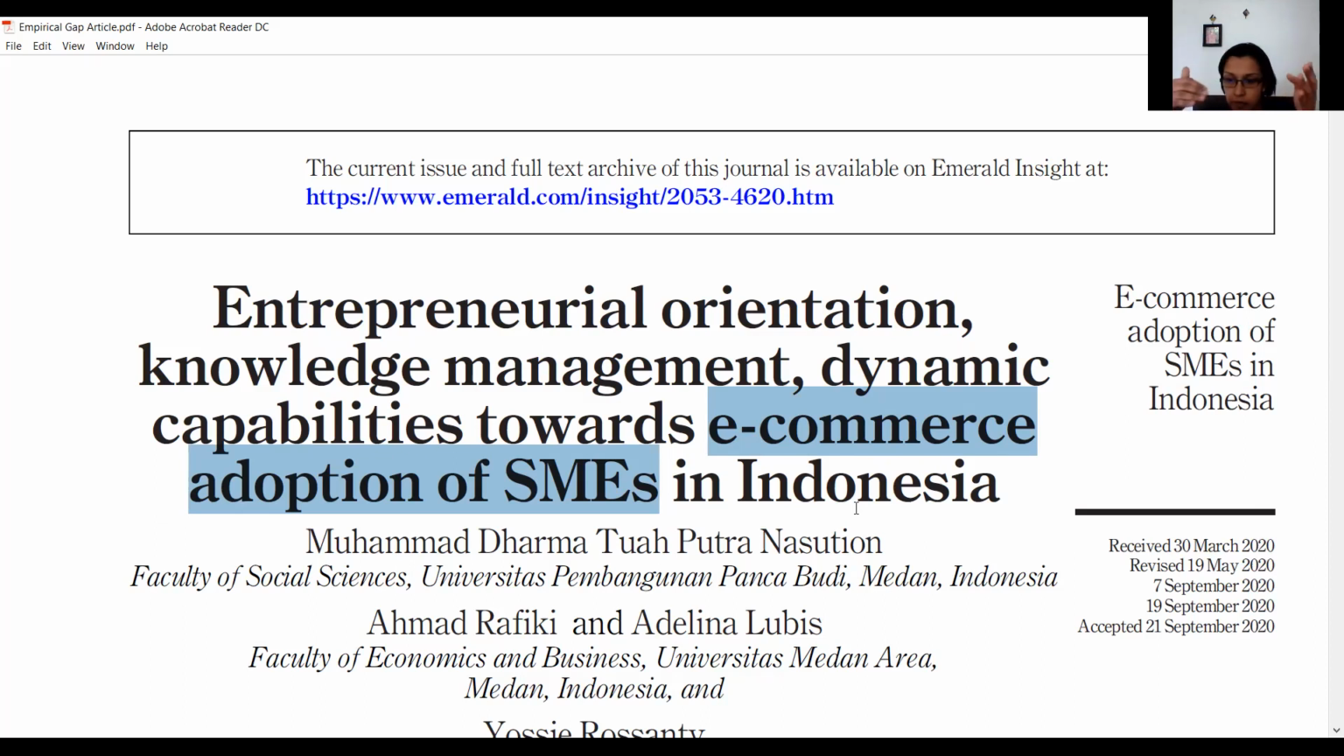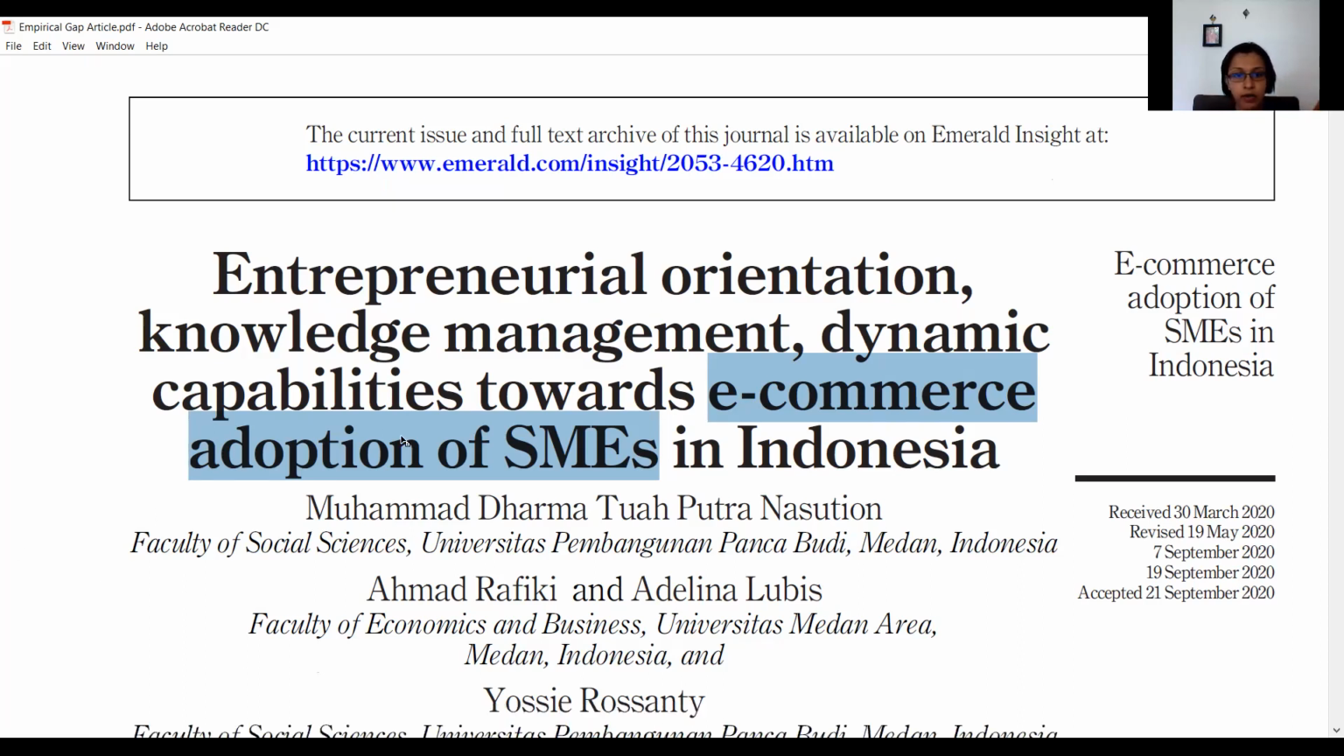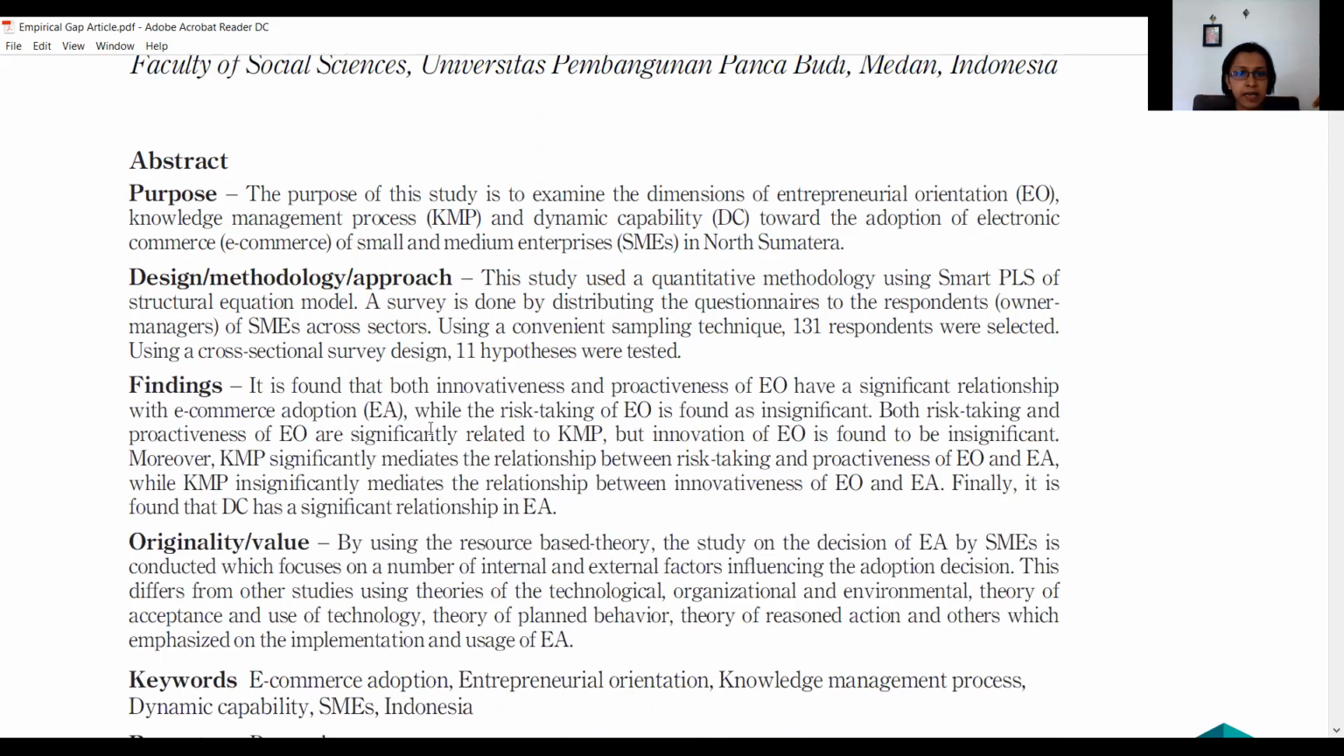Once I read the title, like what I did in the last session, I identified this one. Then I felt it gives something to me. It's more interesting to read, and I wondered whether I can get a similar kind of study to my research. So I go into the abstract and read. It says, the purpose of this study is to examine the dimensions of entrepreneurial orientation, knowledge management process, and dynamic capability towards adoption of electronic commerce of small and medium enterprises in Indonesia.